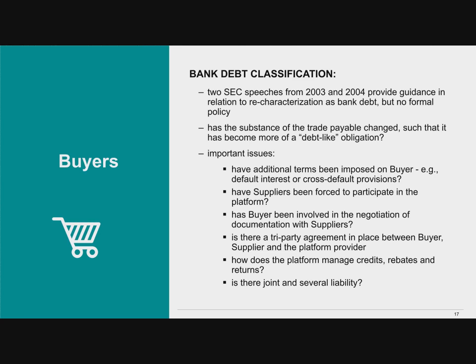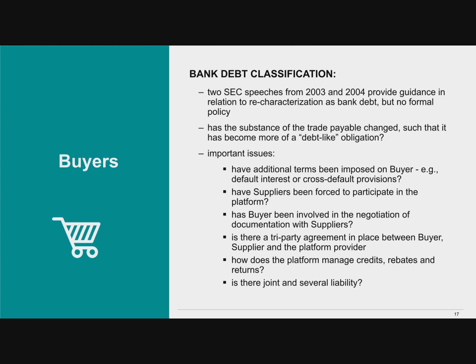And the current position is that unless they cross some fairly significant red lines, then the appropriate treatment for buyers is to account for these programs on their balance sheet through the cash flow statements as trade debt obligations. And those red lines I've highlighted on the slide.